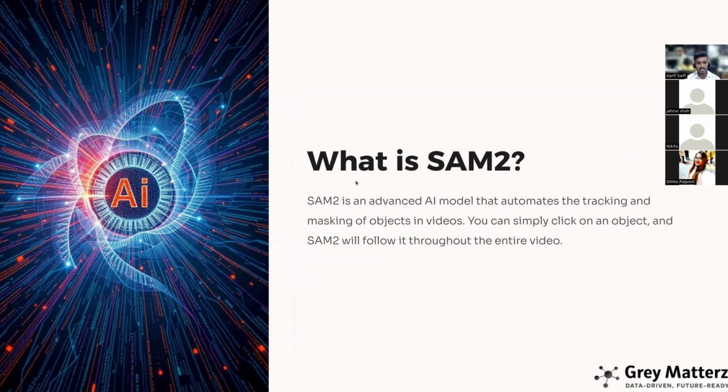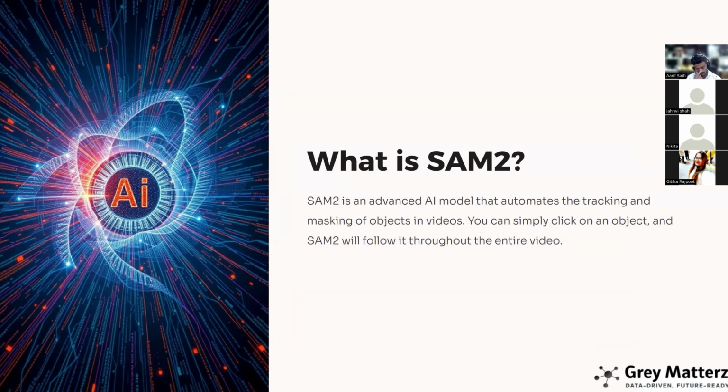SAM2 is an advanced AI model that automates object tracking and masking in videos. You can simply click on an object and SAM2 will track it across the entire video, seamlessly handling complex movements and environments. Let me give you an example. Imagine you are editing a video where you need to track a moving car in an action sequence. Instead of manually adjusting the car position frame by frame, SAM2 will handle it for you. One click and it will follow the car throughout the video.